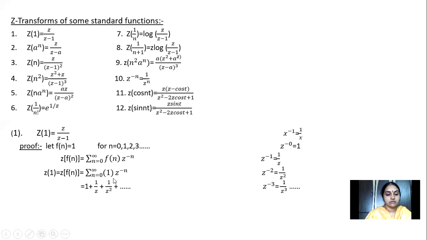Next one, z power minus 1 is 1 by z. Next one, put n equal to 2. Z power minus 2 is 1 by z square. Like this you expand. In the previous slide we discussed the main expansions. All plus signs are there: 1 minus x whole power minus 1. What is x here? X is 1 by z, so 1 minus 1 by z whole power minus 1, that we have written like this in the denominator. Then take LCM, you will get z by z minus 1. This is the first formula. Z of 1 equals z by z minus 1.